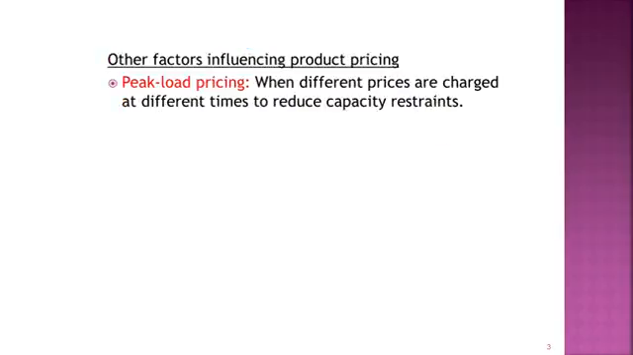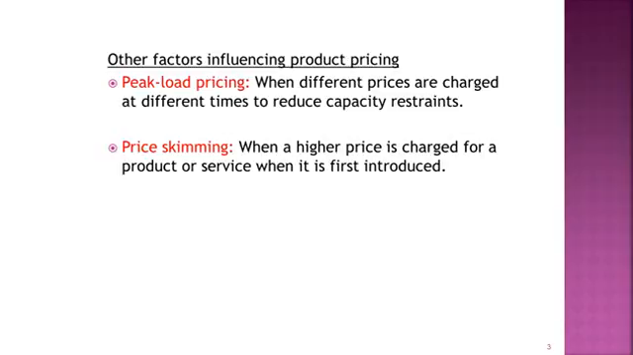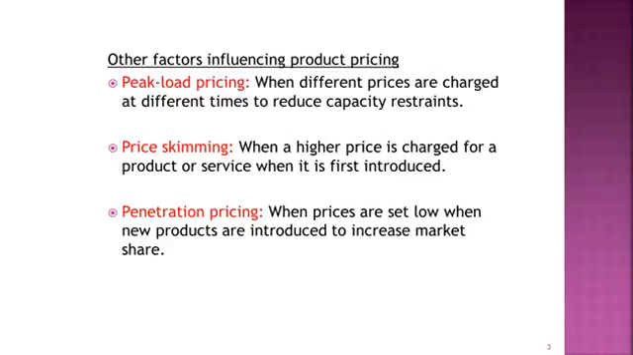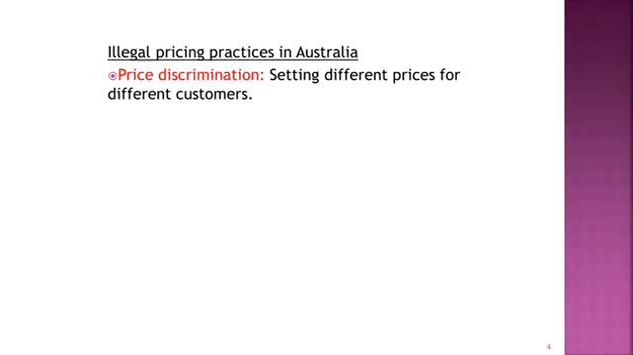The other factors influencing product pricing are peak load pricing, when different prices are charged at different times to reduce capacity restraints. Price skimming, when a higher price is charged for a product or service when it is first introduced. Okay, so think new releases of Apple iPhones, perhaps. Penetration pricing, when prices are set low when new products are introduced to increase the market share.